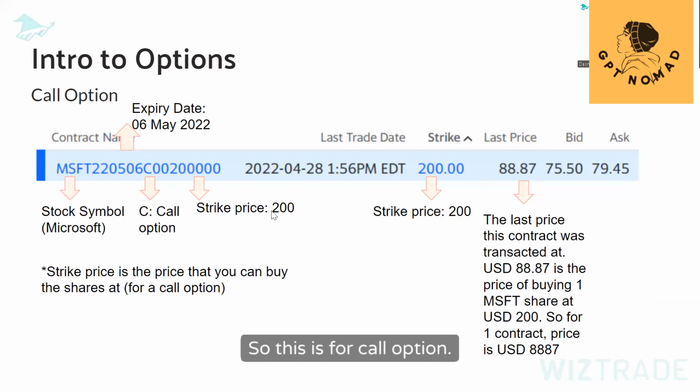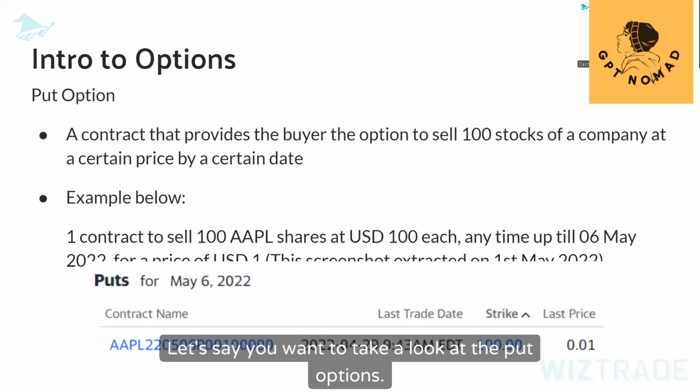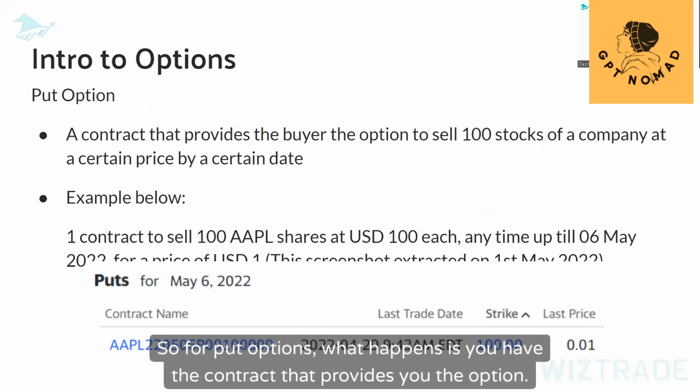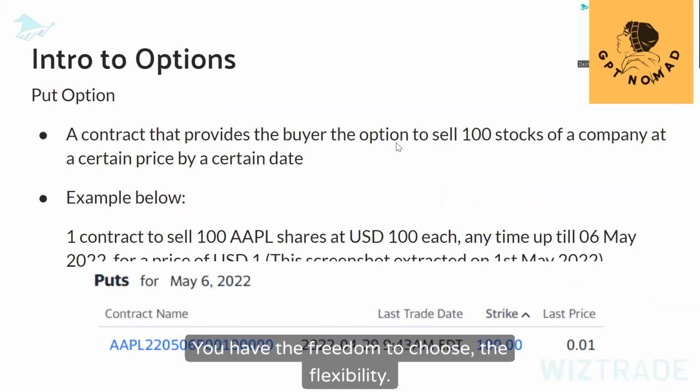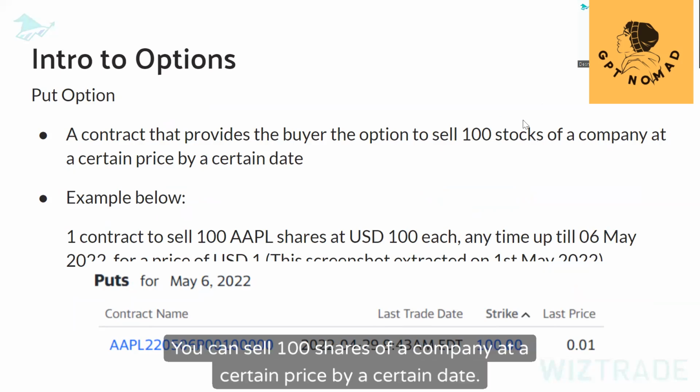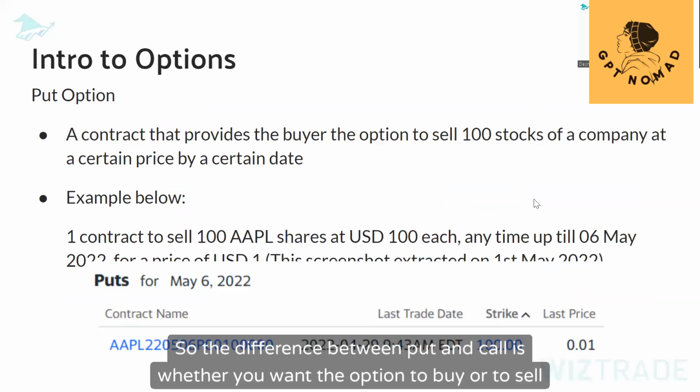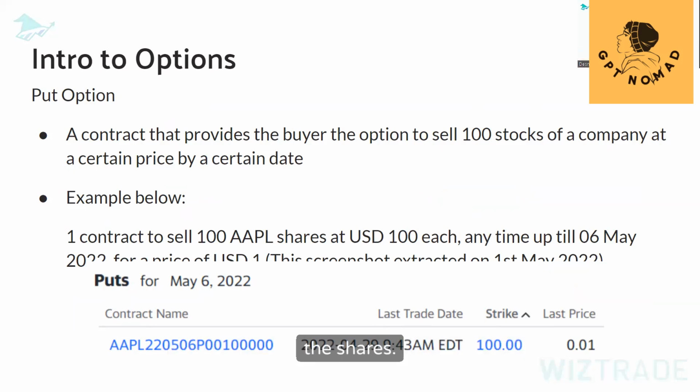Based on call options, what happens is the contract provides you the option, and you do not have to use it, so you have the freedom and flexibility. With a put option, you can sell 100 shares at a certain price by a certain date. So the difference between put and call is whether you want the option to buy or sell the shares. That's all.